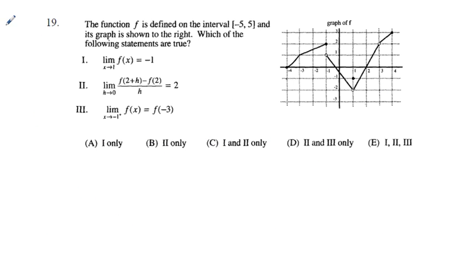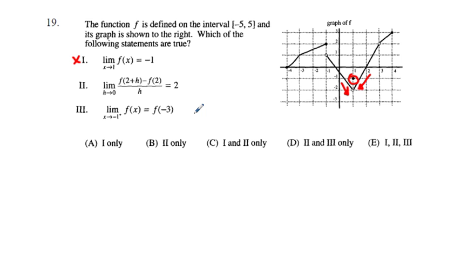Our last problem here is 19. The function f is defined on the interval from -5 to 5, and the graph is shown on the right. Which of the following statements is true? Well, the first one is the limit as x approaches 1 of f of x equals -1. And so we just examine from the left side, we're approaching -2, our y value limit is -2. The right side is also -2. Now the point is defined as -1, but the limit is not -1, so that is not correct. Condition 1 is not correct.